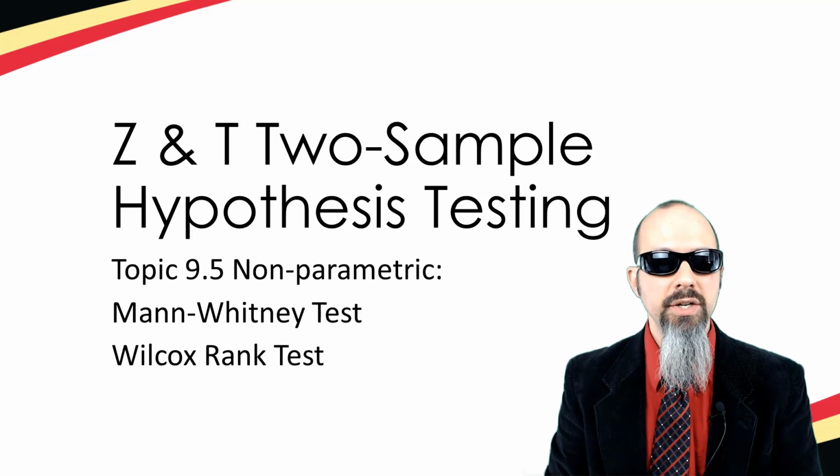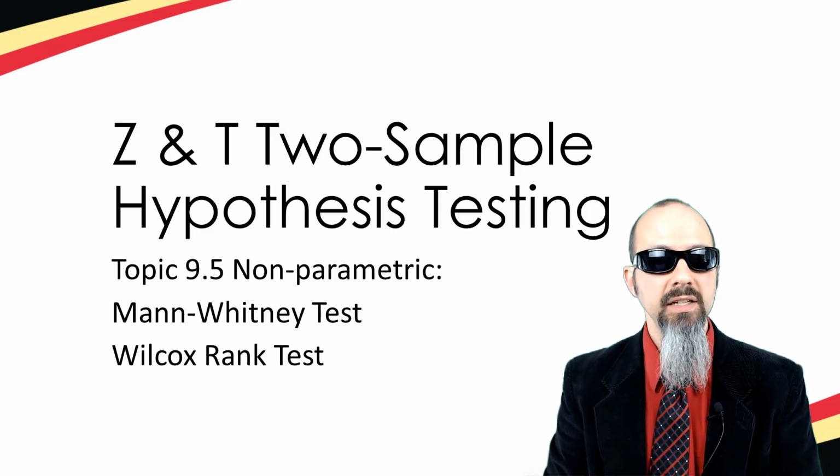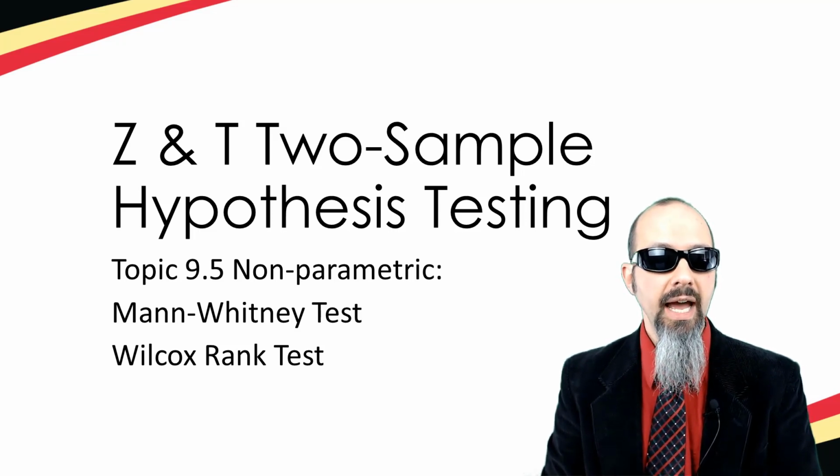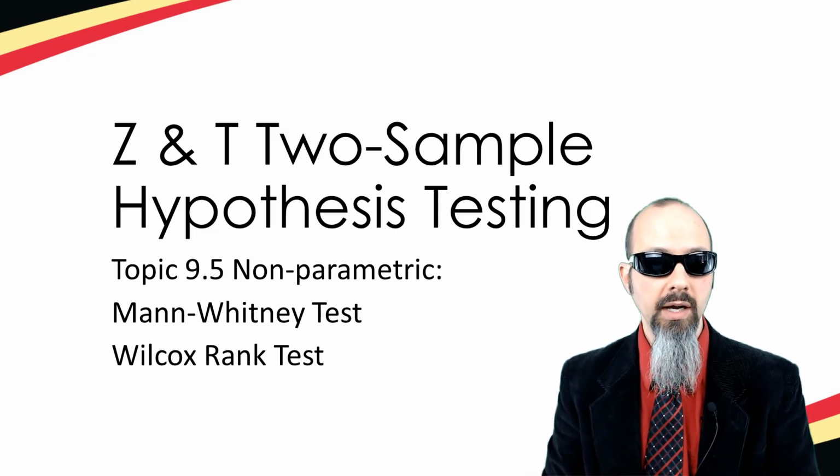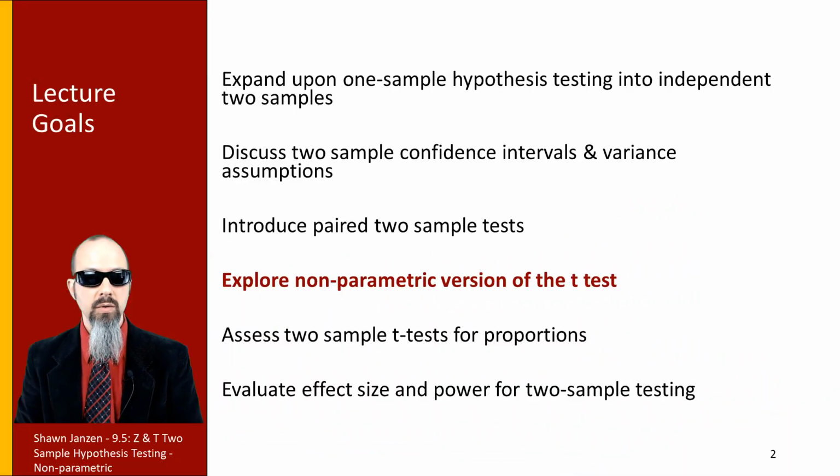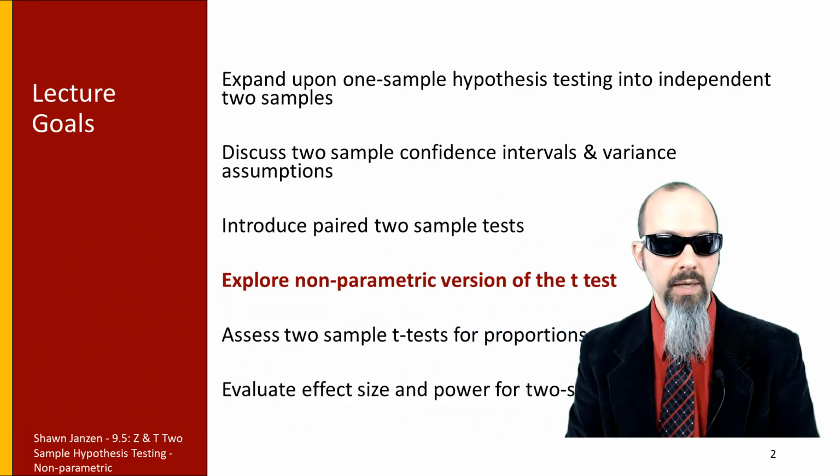We're continuing our journey into two-sample hypothesis testing with the Z and T tests, and in this topic video we're going to talk about non-parametric tests, specifically the Mann-Whitney test and the Wilcoxon rank test. So again, we're going to look at the non-parametrics. After this, we're going to be looking at two-sample t-tests for proportions, and then future videos are going to be looking at evaluating effect size and power for two-sample testing.